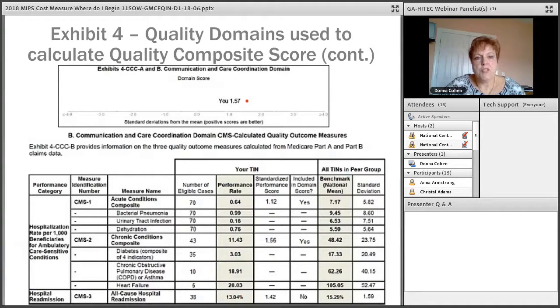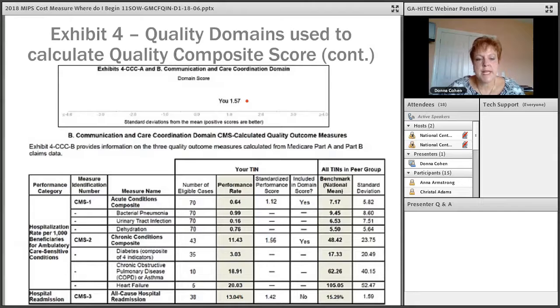These are those other domains that are calculated from claims that are submitted on your behalf to calculate your quality composite score. If you look at the bottom grid, it talks about those acute conditions that I talked about, as well as the chronic conditions, and that third measure of all-cause hospital readmissions. So these acute and chronic conditions would be conditions that we would hope patients would not be hospitalized for because they would seek intervention in your office earlier.